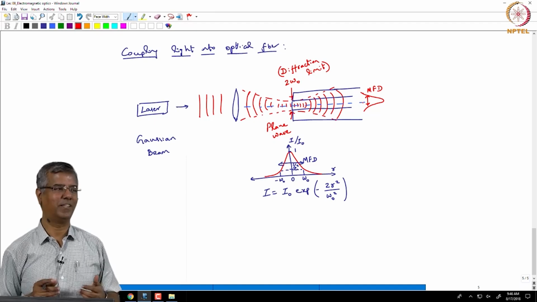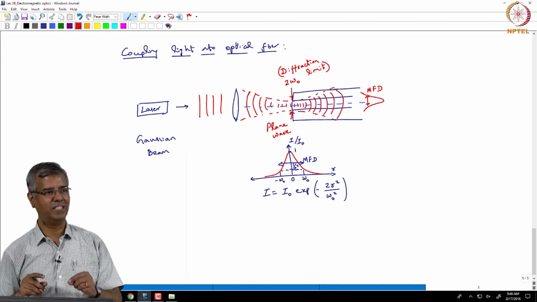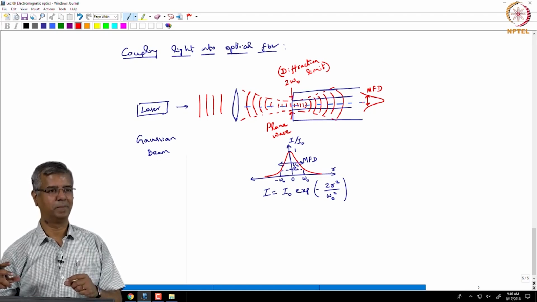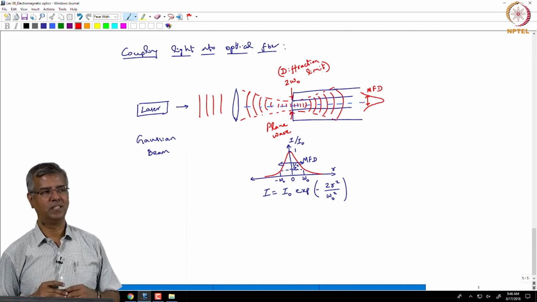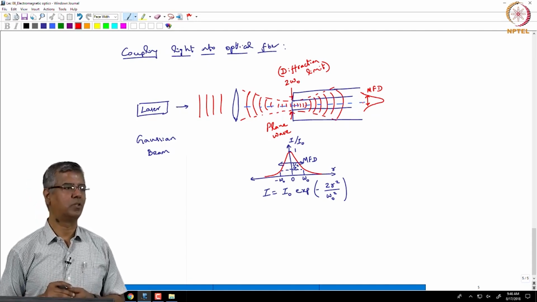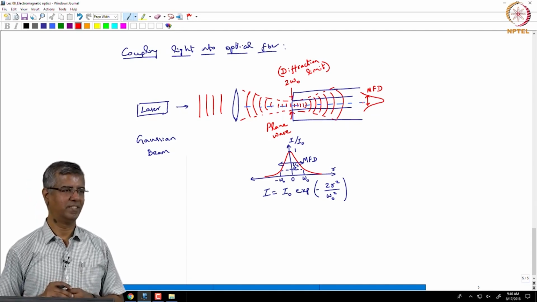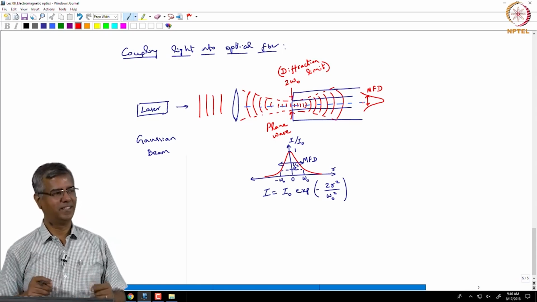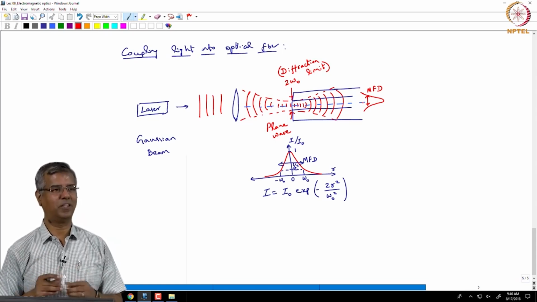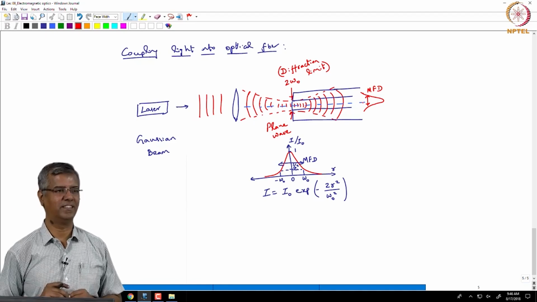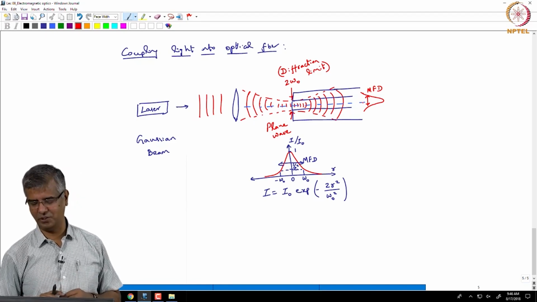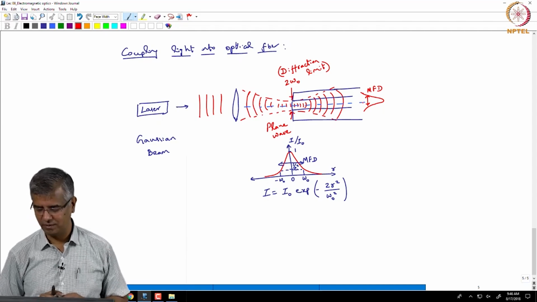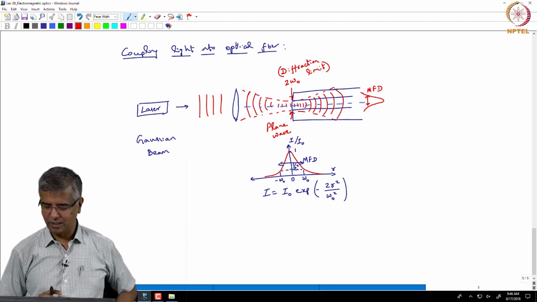No, it does not work out that way, because what matters is the overlap integral of this field and that field. As long as that overlap integral is not matched, you do not have good coupling efficiency. But intuitively you think, I will just make sure that the spot size is lesser than the mode field diameter of the fiber, and then I should have maximum coupling. So it does not work out that way.